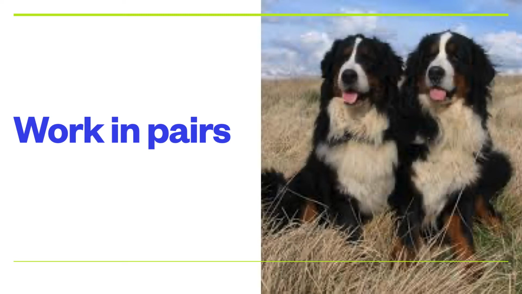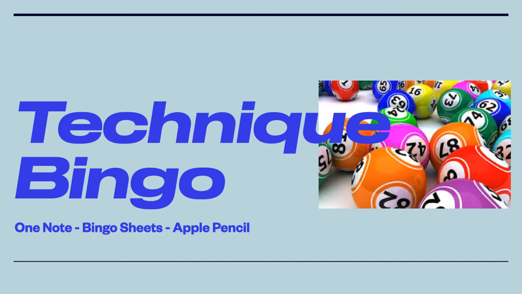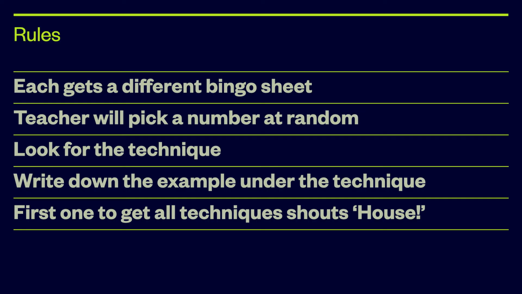Okay, and we're going to start with a challenge called Technique Bingo. It might be worth pausing the video just to discuss with your teacher what bingo is. Here are the rules here though. So certainly in the pair, you'll each have a different bingo sheet. There are 6 different sheets out there, so I want you to have as many different ones as you can, okay? The teacher will then pick a number at random. They've got a separate PowerPoint for this.